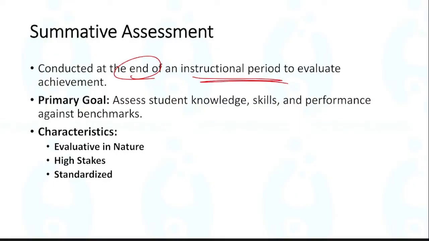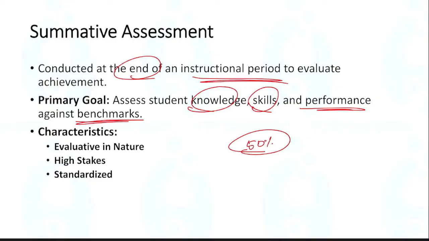It evaluates whether the student has achieved the particular learning goal or not, whether the student has properly understood or not, right? So it will assess the student's knowledge, and even skills and performance, against a certain benchmark. For example, a minimum of 50 percentage marks has to be obtained to pass the test. That is a basic thing in all the tests of the medical colleges, right? 50% marks have to be there. So these benchmarks are set up.